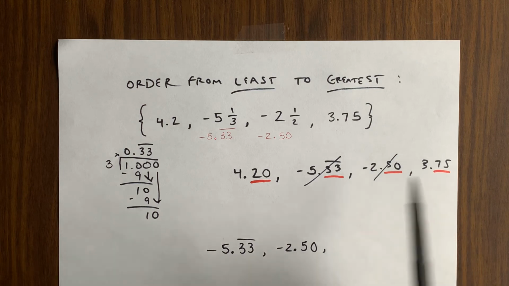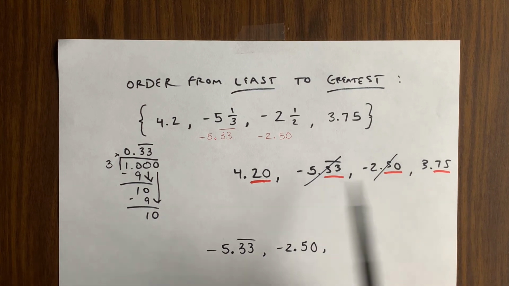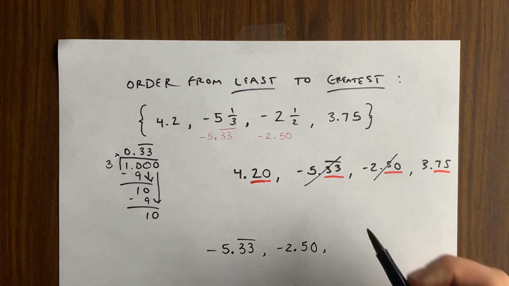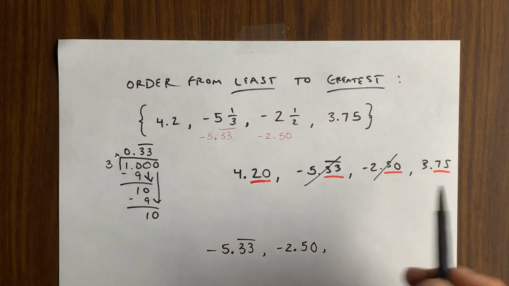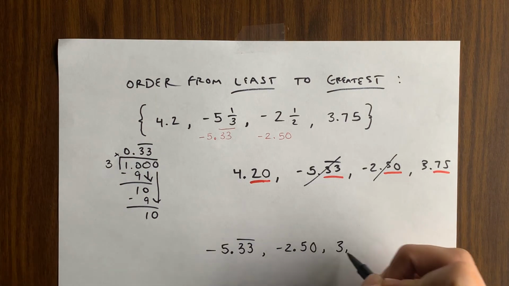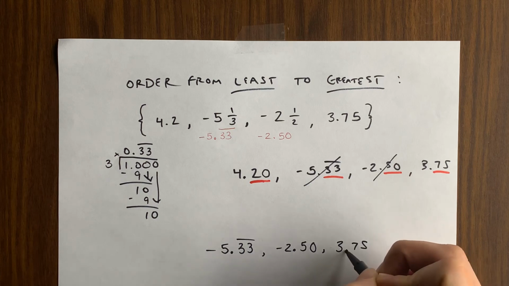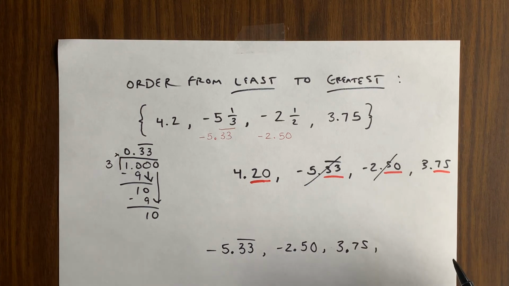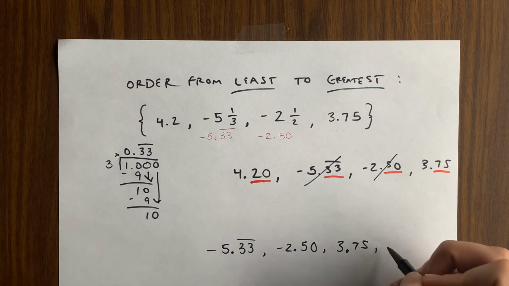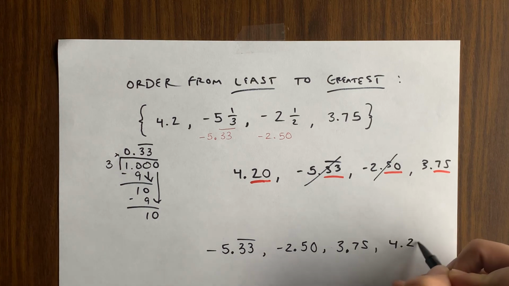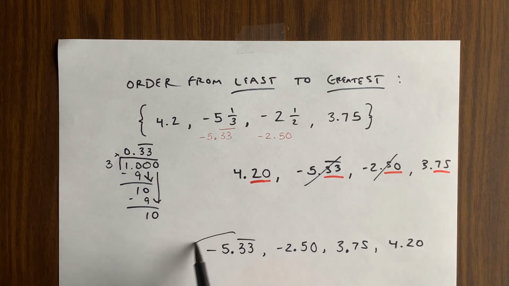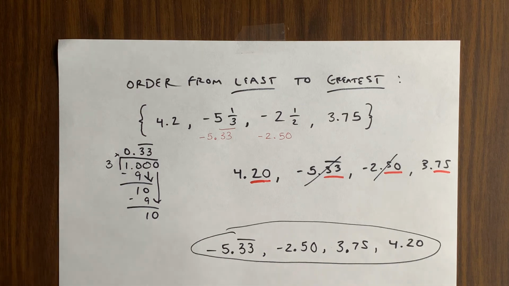3 and 75 100ths or 4 and 20 100ths. Which one's bigger? Well, 4 is bigger than 3. So 3 and 75 100ths needs to come next since we're going from least to greatest. And then I have 4 and 20 100ths. That's going to come last. Here is your list from least to greatest.